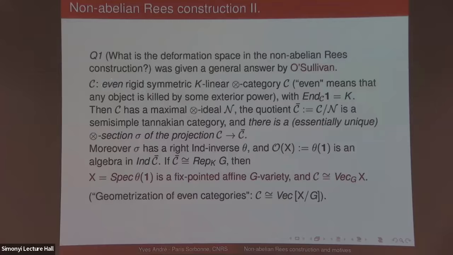Do we assume characteristic 0? Yes, from the beginning. K is always a field of characteristic 0.